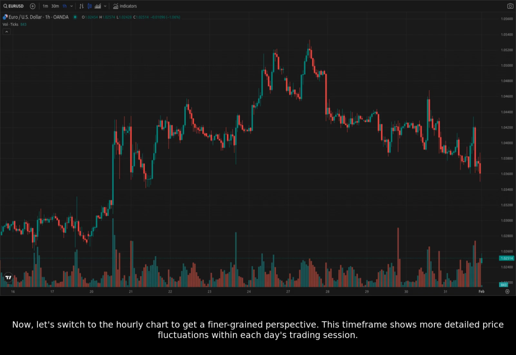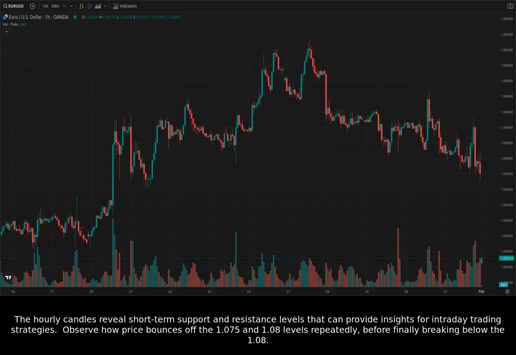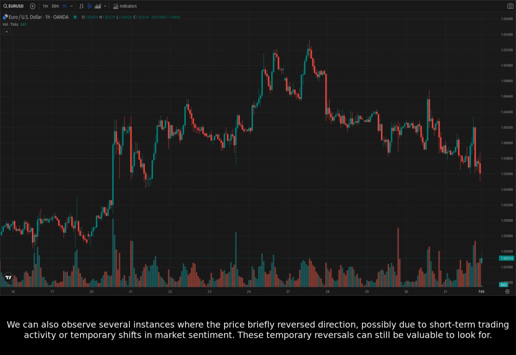Now, let's switch to the hourly chart to get a finer-grained perspective. This time frame shows more detailed price fluctuations within each day's trading session. The hourly candles reveal short-term support and resistance levels that can provide insights for intraday trading strategies. Observe how price bounces off the 1.075 and 1.08 levels repeatedly, before finally breaking below the 1.08. We can also observe several instances where the price briefly reversed direction, possibly due to short-term trading activity or temporary shifts in market sentiment. These temporary reversals can still be valuable to look for.